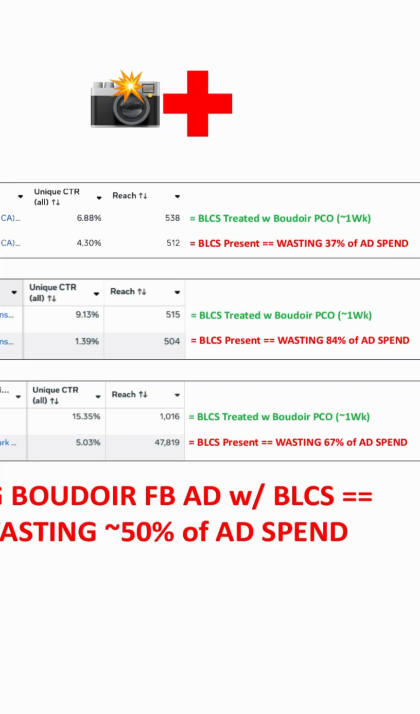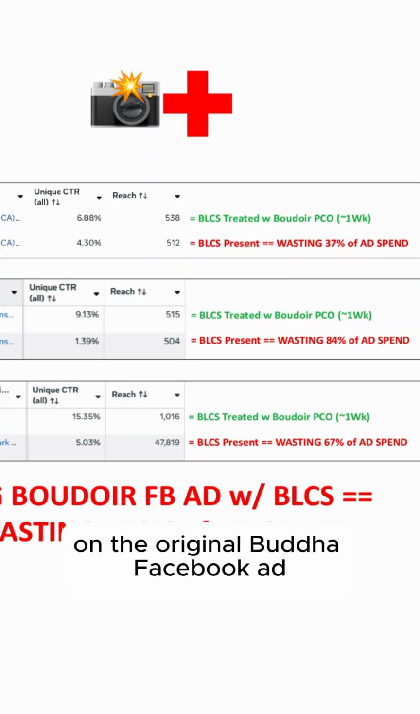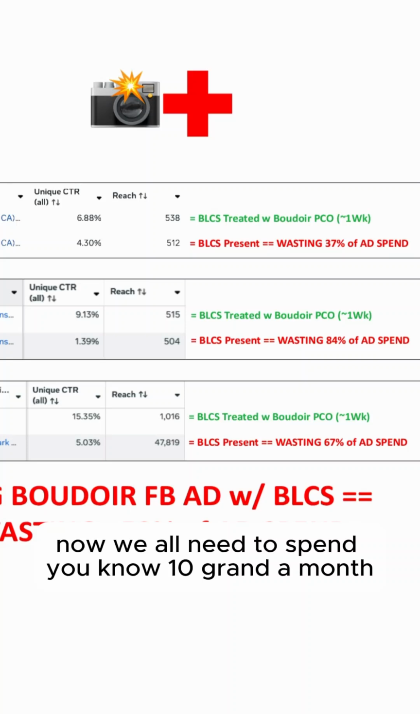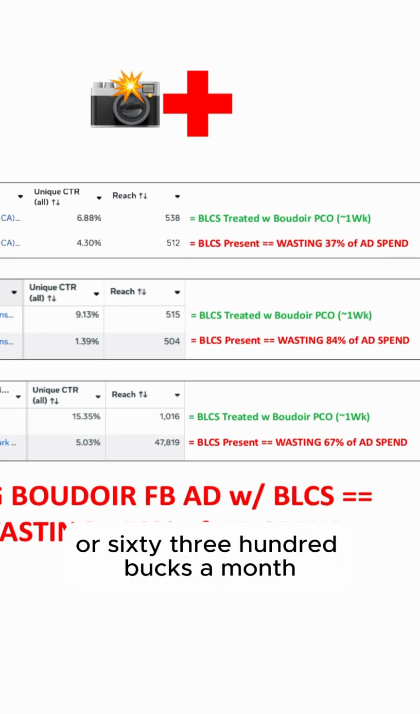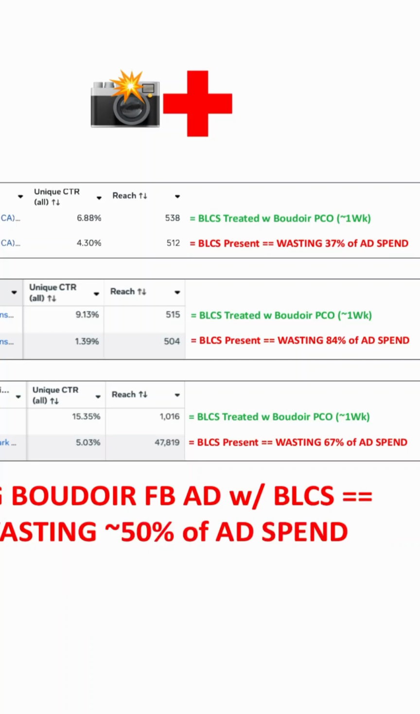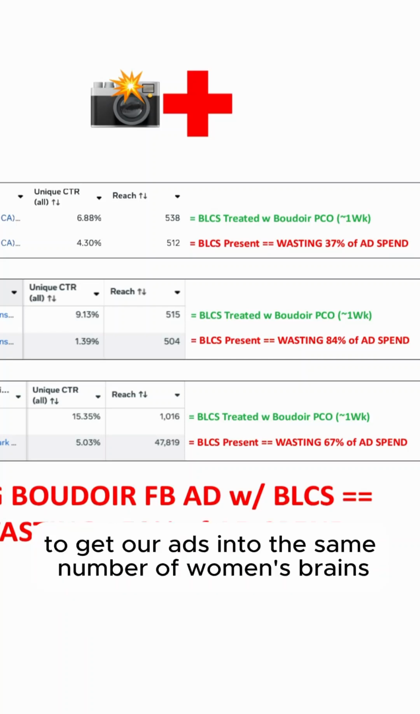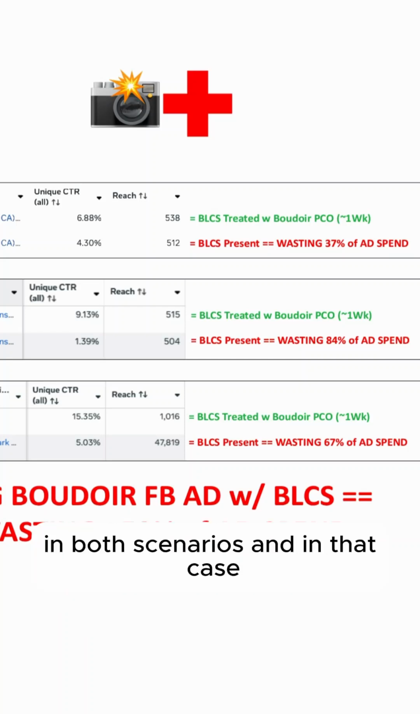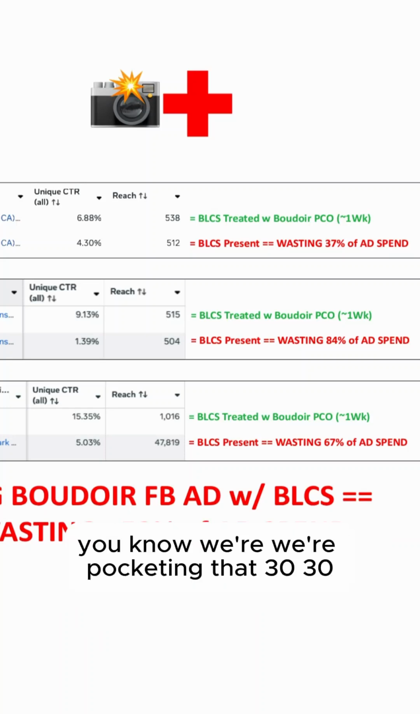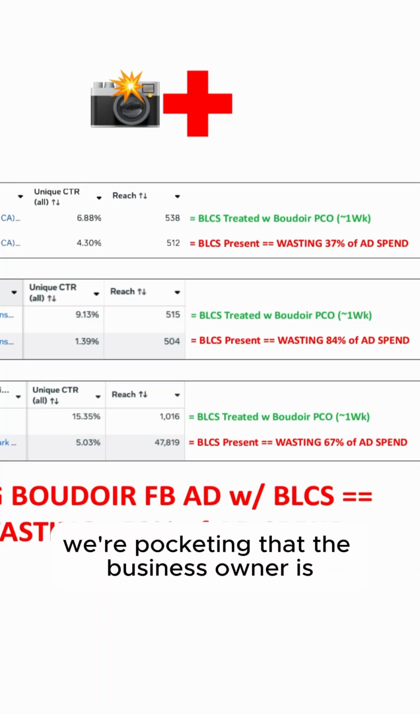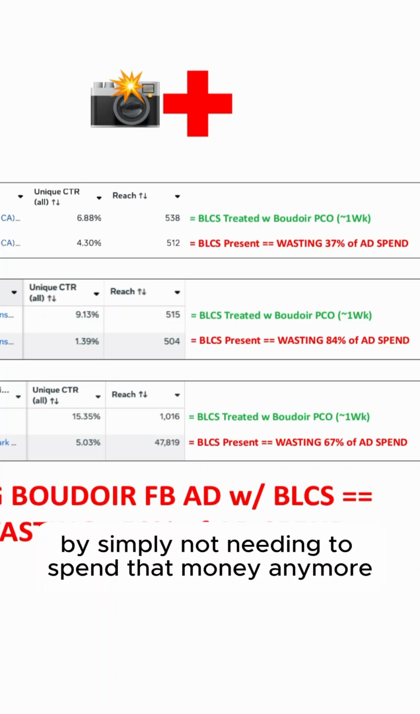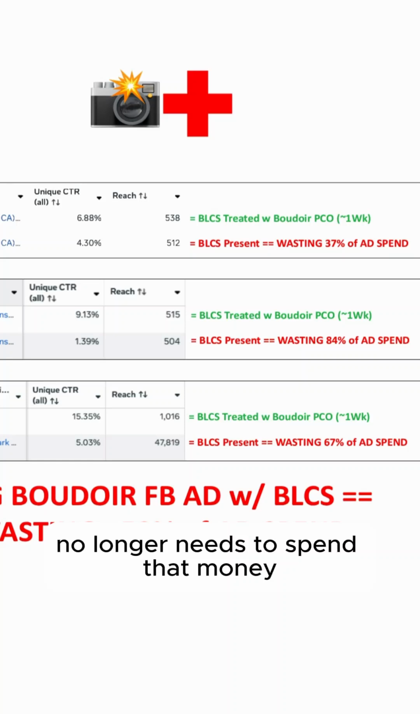So say they're spending 10 grand a month on the original Boudoir Facebook ad. Now we only need to spend $6,300 a month on the Boudoir Pico treated ad to get our ads into the same number of women's brains in both scenarios. And in that case, we're pocketing that $3,700 a month that was previously wasted. The business owner is pocketing that by simply not needing to spend that money anymore.